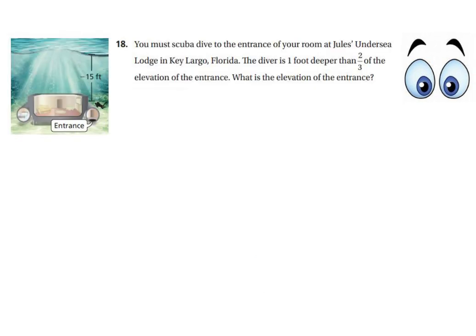In question 18, you must scuba dive to the entrance of your room at Julien's Undersea Lodge in Key Largo, Florida. The diver is 1 foot deeper than 2/3 of the elevation of the entrance. What is the elevation of the entrance? So here's what we know. The diver is 1 foot deeper than 2/3 the elevation of the entrance. And the elevation of the entrance, as we can see in the picture here, is -15. So we'll say -15 is equal to 2/3 the elevation of the entrance. And we know that the diver is 1 foot deeper, so we'll say -1.